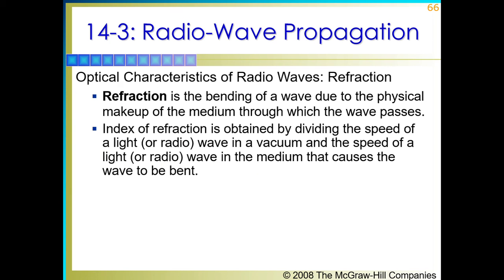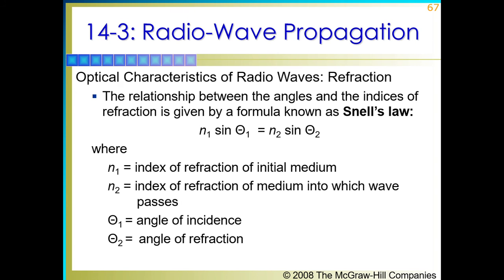Refraction occurs when waves pass from one density medium to another with different velocities of propagation. The amount of bending or refraction that occurs at the interface of two materials of different densities is quite predictable and depends on the refractive index, which is simply the ratio of the velocity of propagation in a given material. The relationship between the angles and the indices of refraction is given by a formula known as Snell's law.